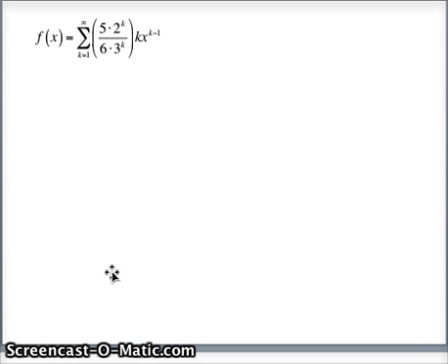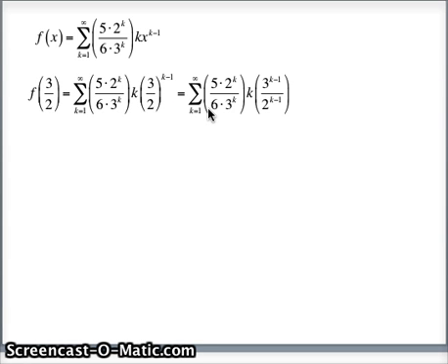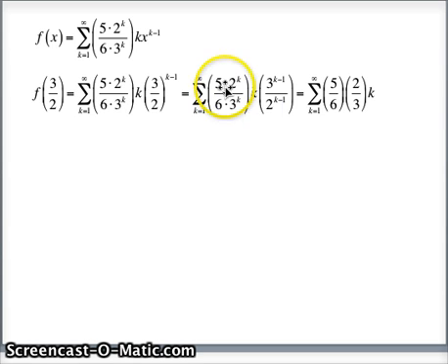So here was our definition of f of x. Our endpoints are 3/2 and -3/2. So I want to evaluate f of 3/2. So I replace the x with 3/2. Now 3/2 to the k minus 1 is 3 to the k minus 1 over 2 to the k minus 1. How does this algebra work? 3 to the k minus 1 over 3 to the k, I have one more 3 downstairs. 2 to the k over 2 to the k minus 1, I have one more 2 upstairs. So we have 5/6, 2/3 k.